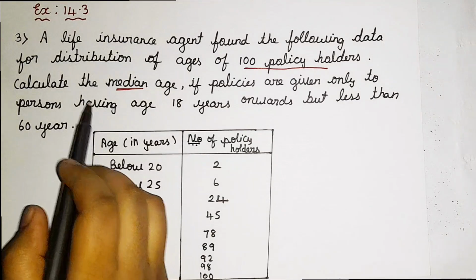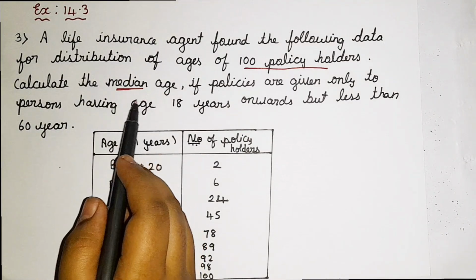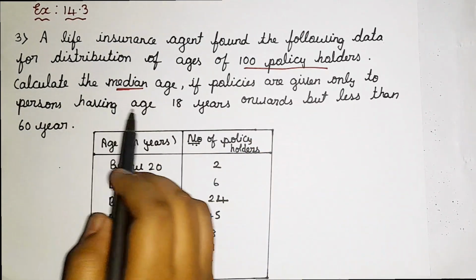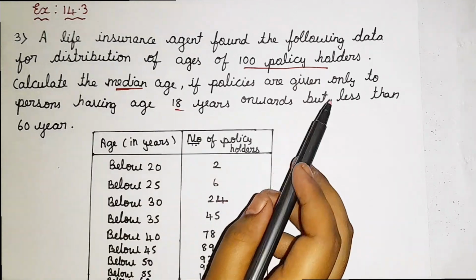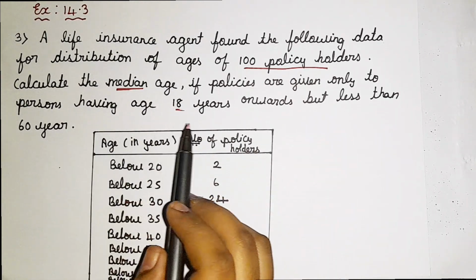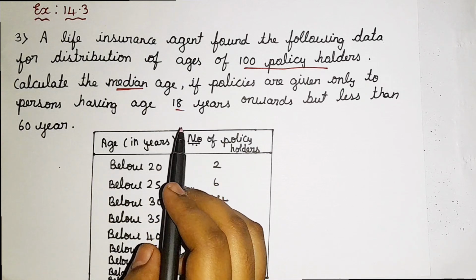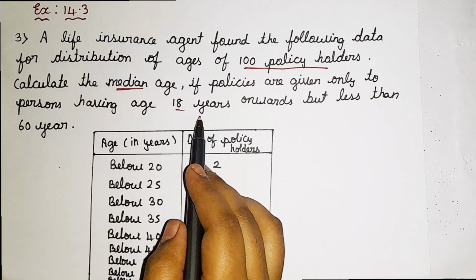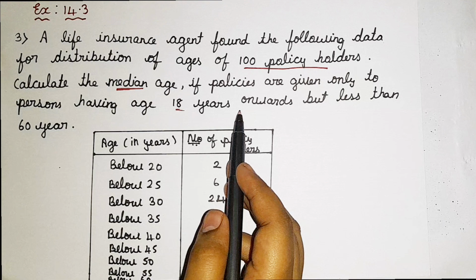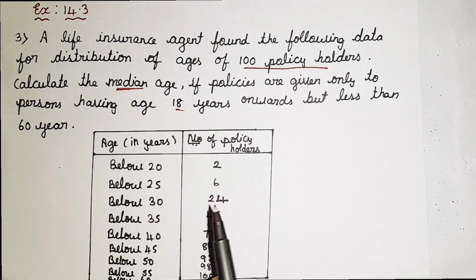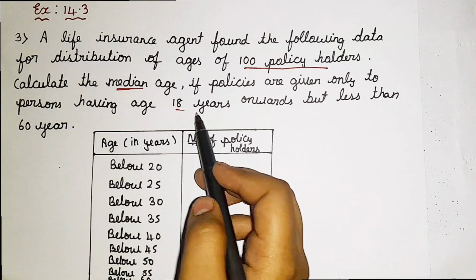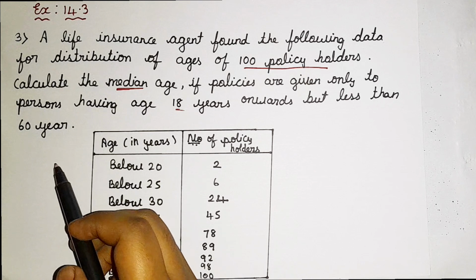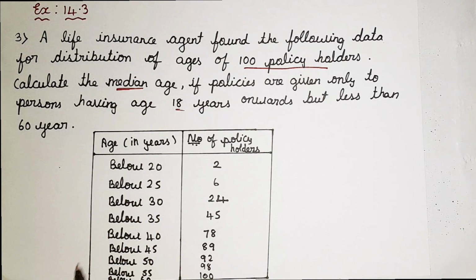Okay, so now let's read further. We are supposed to calculate the median age. That means we are supposed to find the median. If policies are given only to persons having age 18 years onwards but less than 60 years. So the meaning of this sentence is the policies are given only to those people who are from 18 years old onwards. So from 18, you can say 18, 19, 20 years old, like that. That is the meaning of 18 years onwards but less than 60 years. Okay, but it should be less than 60 years old. So this is the data.